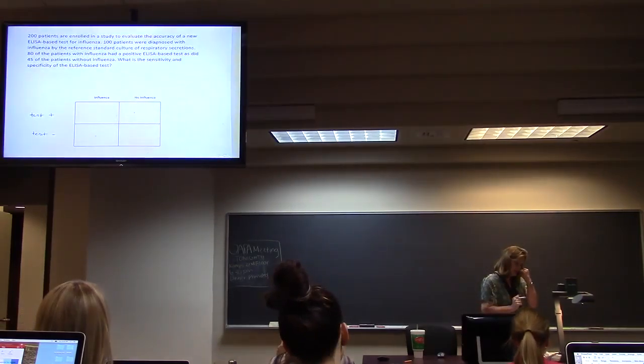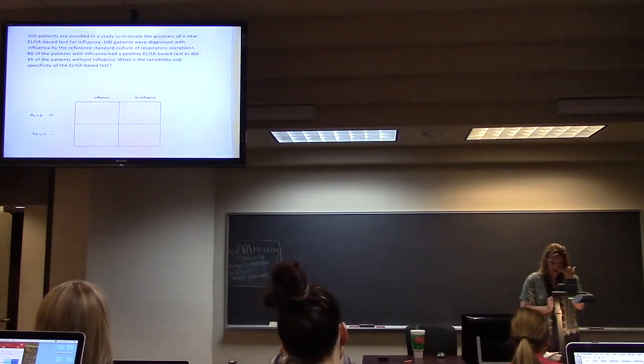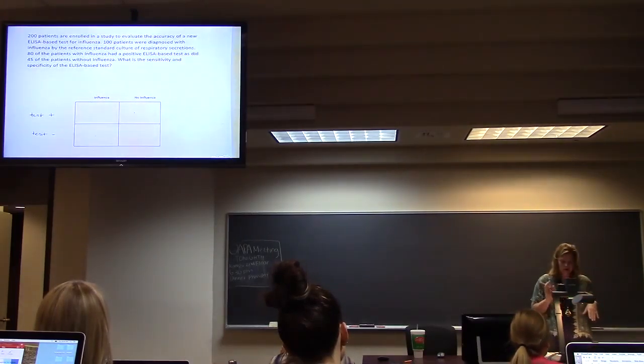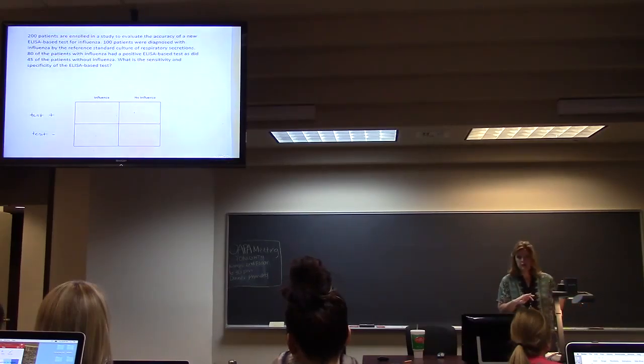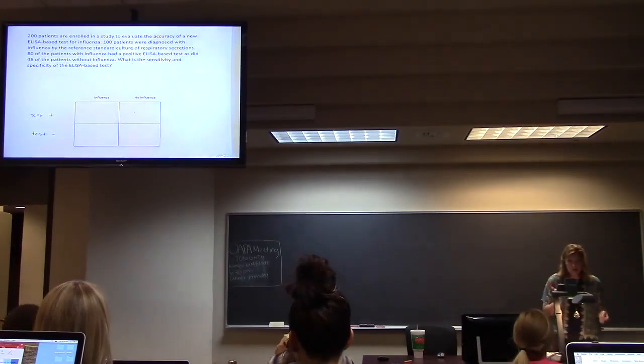So this is a study where 200 patients are enrolled because they want to evaluate the accuracy of a new ELISA-based test for influenza. So 200 patients total are involved. 100 patients were diagnosed with influenza by the reference standard of culture. So we accept this as an accurate test, and usually when we're determining sensitivity and specificity, we have to compare it against a gold standard. So that's our gold standard. We know 100 people have influenza based on the gold standard.